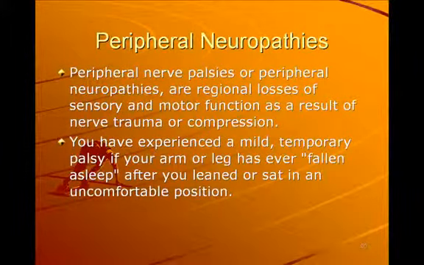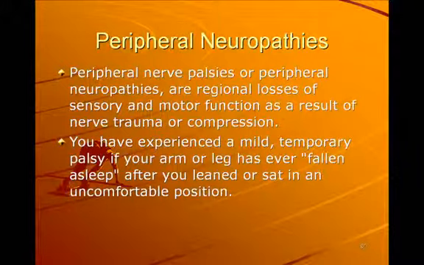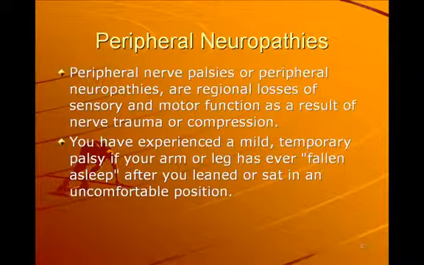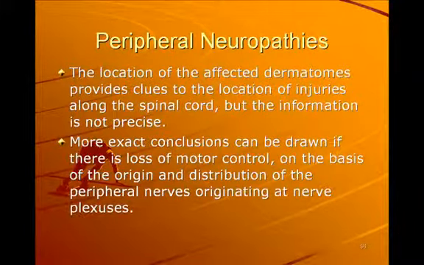Peripheral nerve palsies, peripheral neuropathies, are regional losses in sensory and motor function that result from nerve trauma or compression. You have experienced a mild or temporary palsy in your arm or your leg when you fall asleep and your body weight is on the extremity while you're sleeping. If you slept in that position for a period of time, when you wake up, the affected dermatomes provide clues to the location of injury. In other words, circulation to that particular area has been cut off, there's been specific compression to the nerve, and thus you sense a sensory abnormality.